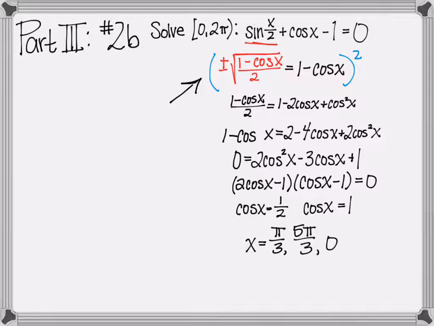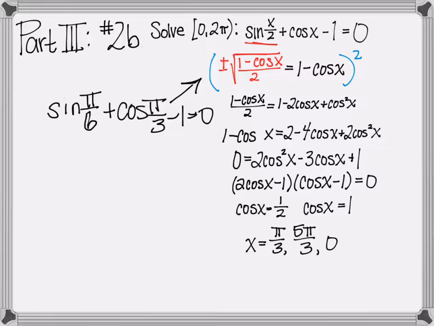answers. So in the original problem, I would take sine x over 2 and put in pi over 3, so that would work out to be sine pi over 6 plus cosine pi over 3 minus 1. Hopefully this guy works out. Sine pi over 6 is a half.